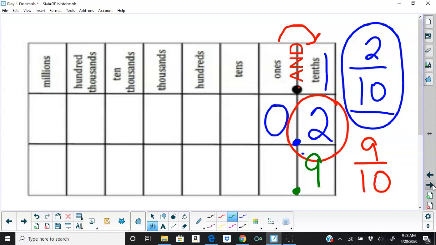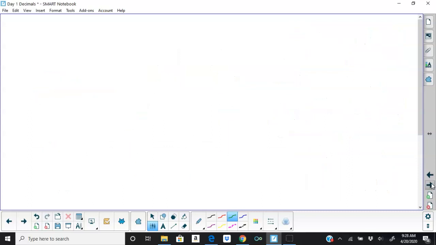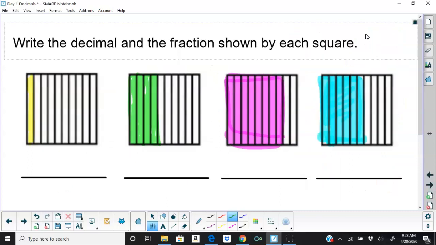Okay, so now, once we are familiar with the place value of the tenths, let's take a look at some visual pictures. What do you notice about these pictures here? Yeah, they're base 10 blocks, right? They are split into tenths. Very good. All right, so they want us to write a decimal and a fraction shown by each square.